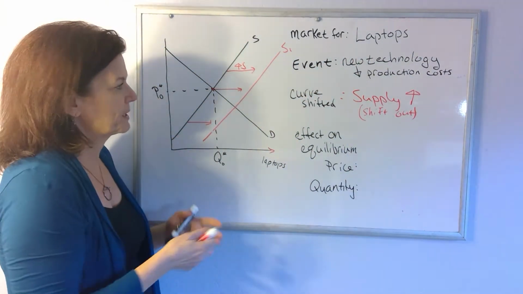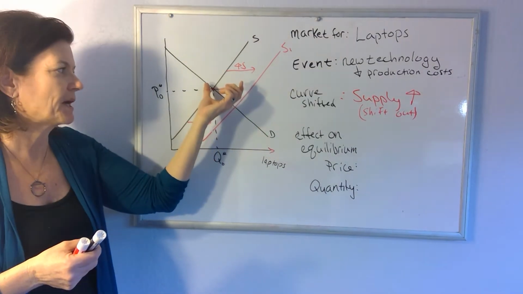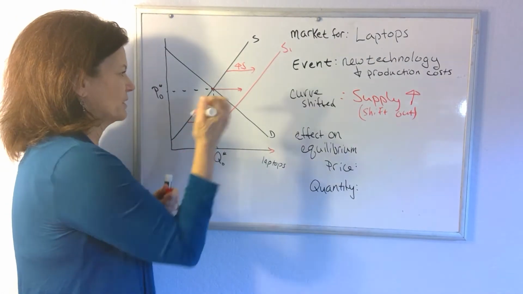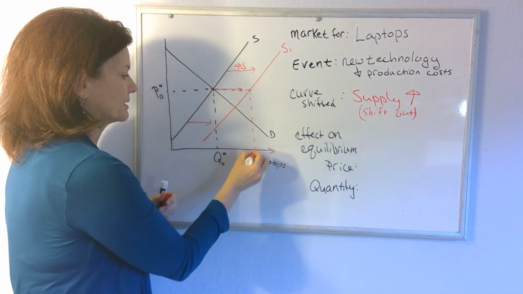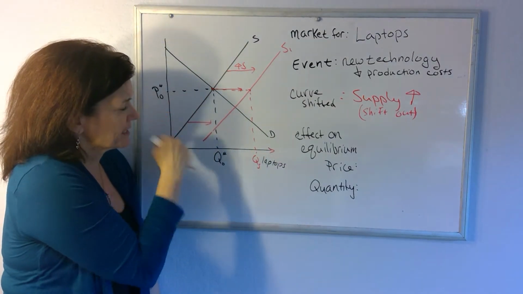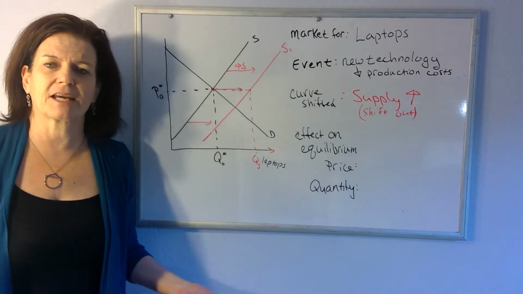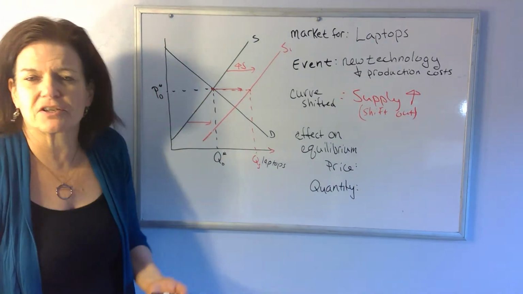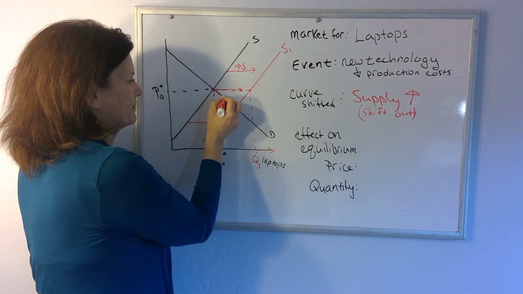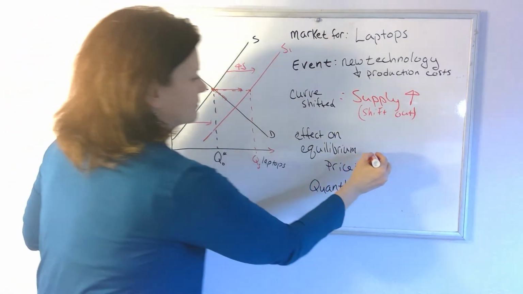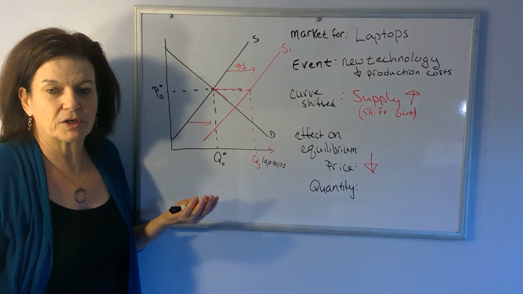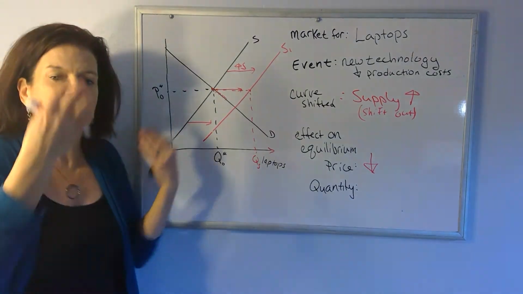And so because of that, more people are willing to supply at every price. At that original equilibrium price, more people are willing to supply. Quantity supplied is bigger than it used to be. Quantity demanded is still the same. So we've got a surplus at that original equilibrium price. There's going to be downward pressure on price, and so price gets bid down. Price starts to decrease because there's more units available than people want to buy at the original price. So price starts to fall.